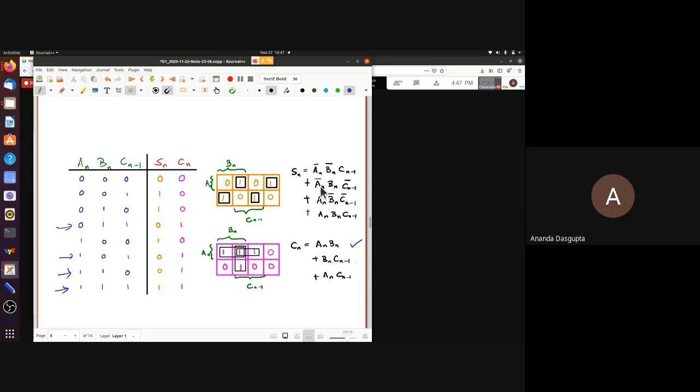Sn, on the other hand, does not simplify at all. You have 4 ones which are completely disjoint. You cannot make them into boxes or pairs of 2s and so on. So this is what Sn really is.